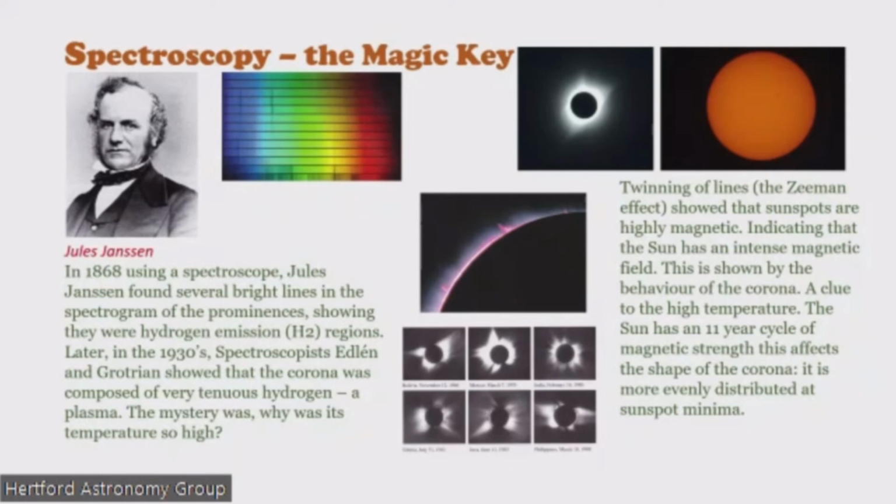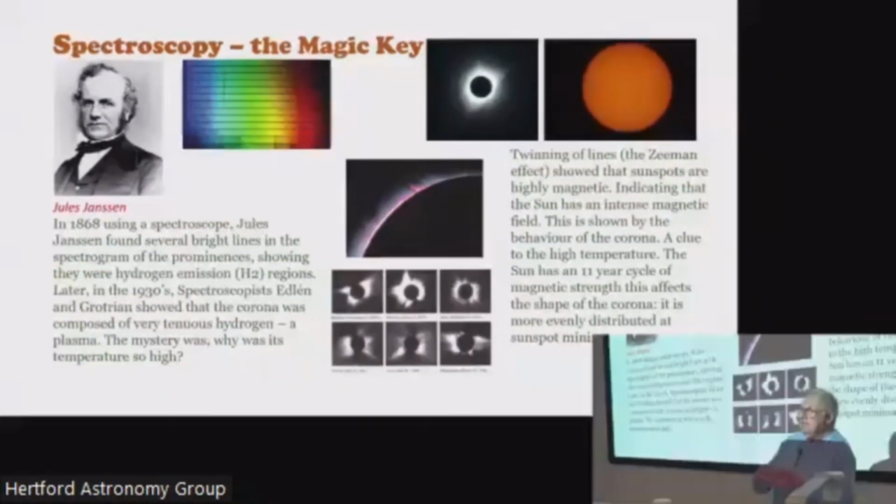And that affects the corona by making it different shapes at the time of sunspot maximum and sunspot minimum. So that immediately gave another clue to the corona and the way it moved. It also gave an idea about the prominences. The person who sorted that out was Jules Janssen, who was French. He discovered using a spectroscope that it was hydrogen emission causing these brilliant red flares.